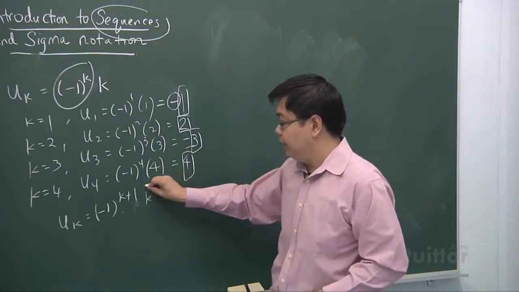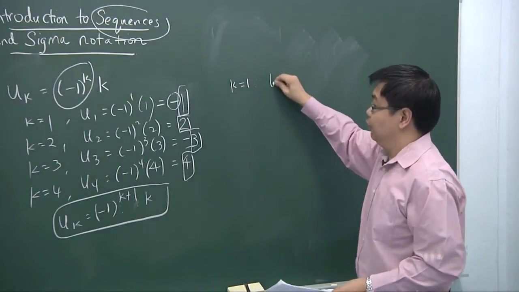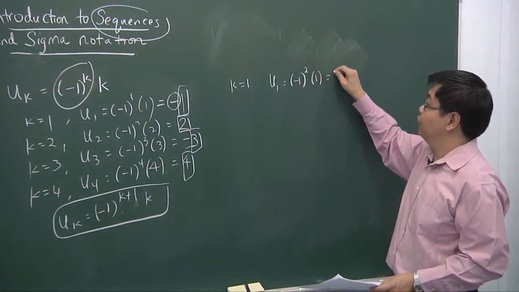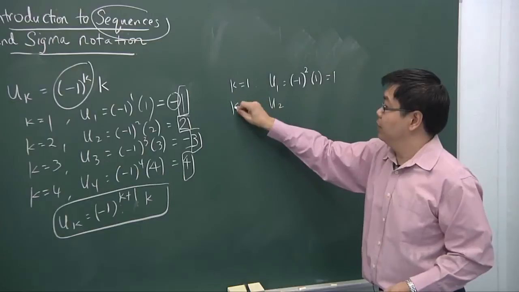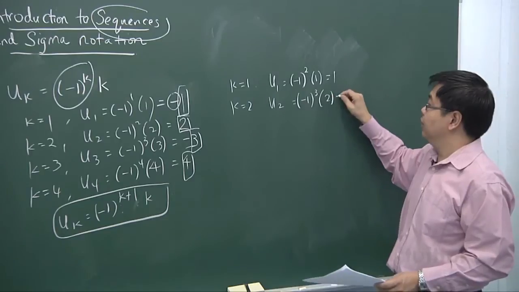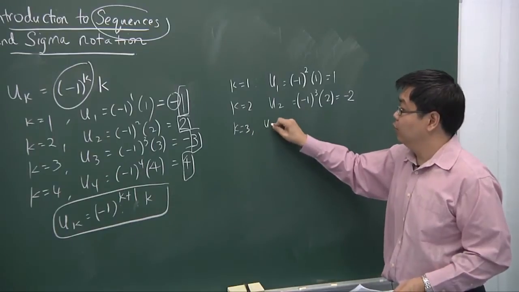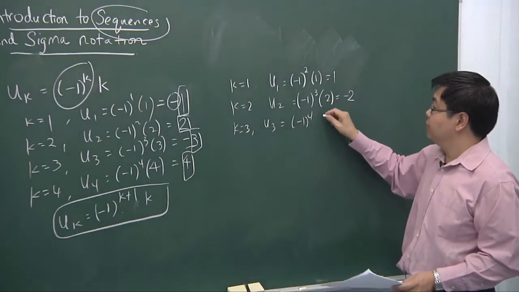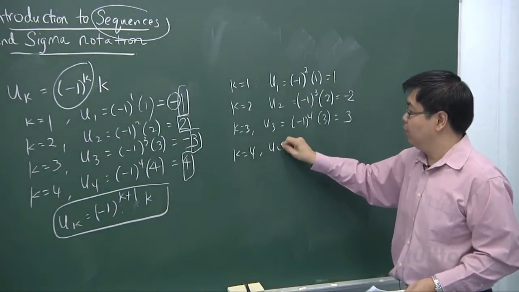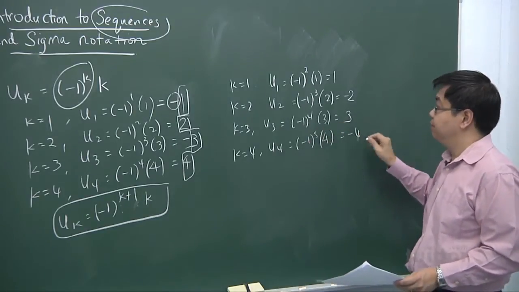Now, based on this being the general term now, what is your u1? You put k equals 1, your u1 would have been (-1)^2 multiplied by 1. So it's 1. Your u2, when putting k equals 2, will give me (-1)^3 times 2. That gives me -2. And you put k equals 3, your u3 would have been (-1)^4 multiplied by 3, that gives me 3. And you put k equals 4, will give me u4 equals (-1)^5 times 4. That gives me -4.